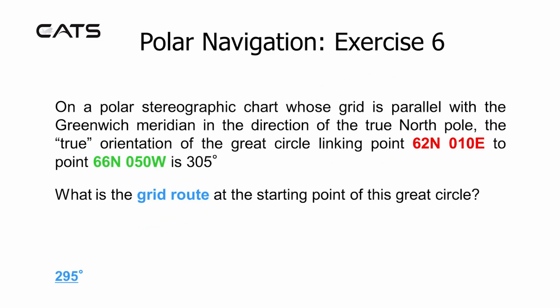Exercise 6. On a polar stereographic chart whose grid is parallel with the Greenwich meridian in the direction of the true North Pole, the true orientation of the great circle linking point 62 north and 010 east to a point 66 north, 050 west is 305. What is the grid route at the starting position of this great circle?